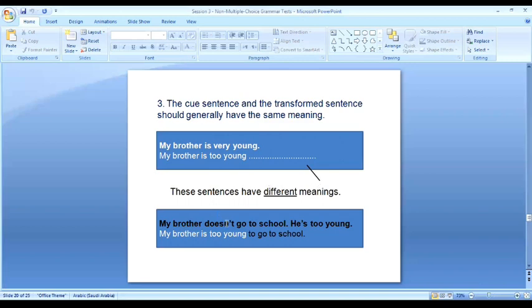So my brother doesn't go to school. He is too young. Or my brother is too young to go to school. You know, my brother doesn't go to school because he is too young, or my brother is too young to go to school, because it has two meanings. So the Q sentence and the prompt should have the same meaning. Otherwise, it would be difficult for the pupils to transform this Q sentence into the prompt.